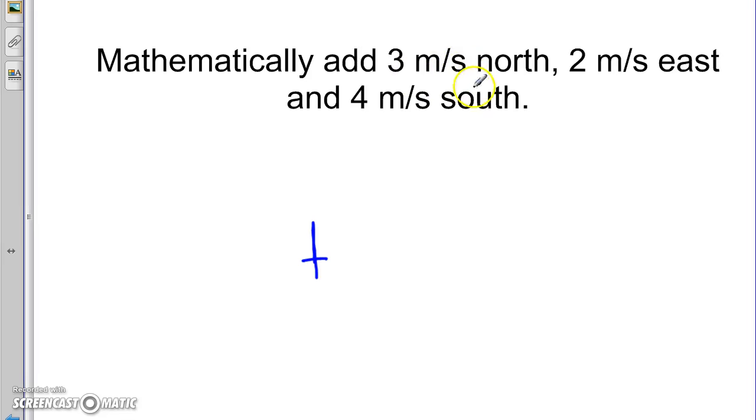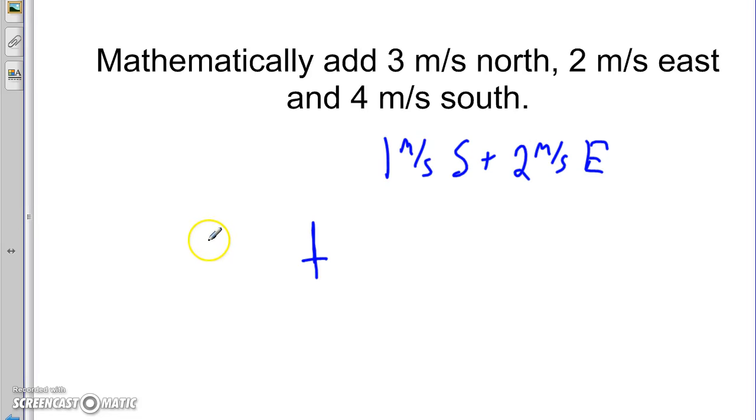So if you have 3 north, 2 east, and 4 south, these 3 north and 4 south can be combined. And I'm going to show you a better, more systematic way to do it. But hopefully you can see that if you combine them, you're just going to have 1 south. And so then this problem turns into 1 meter per second south plus 2 meters per second east, which you can easily do using the Pythagorean theorem.